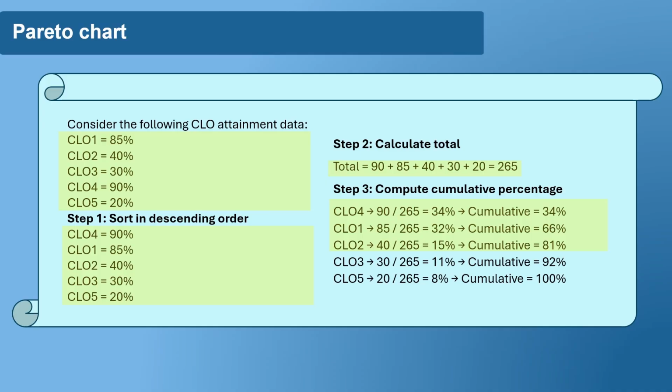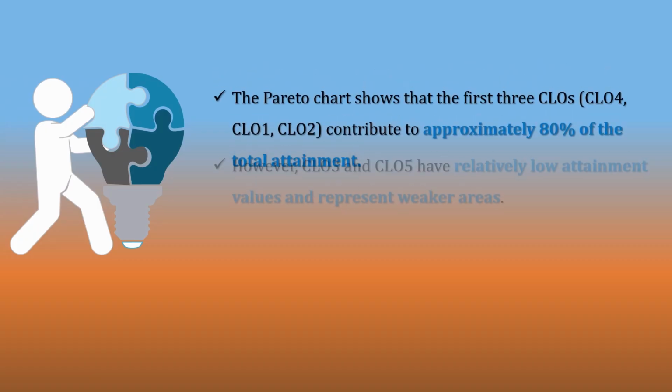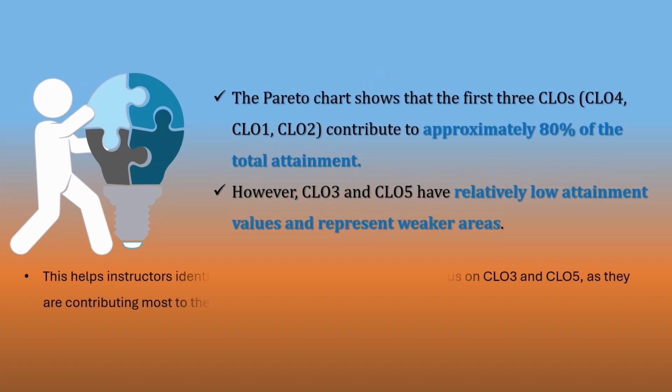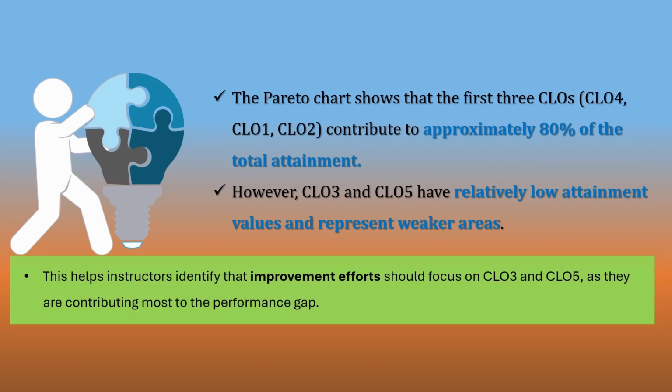Now let's do some interpretation. So the Pareto chart shows that the first three CLOs, CLO4, CLO1 and CLO2, contribute to approximately 80% of the total attainment. However, CLO3 and CLO5 have relatively low attainment values and they represent weaker areas. So this helps the instructors to identify that improvement efforts should focus on CLO3 and 5 as they are contributing most to the performance gap.